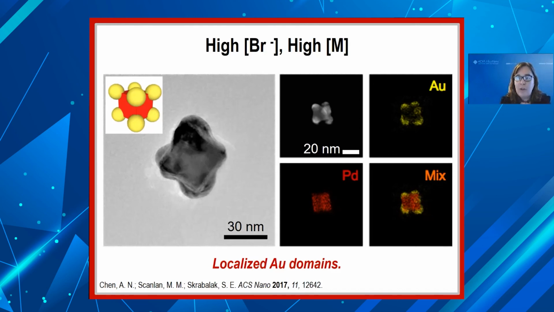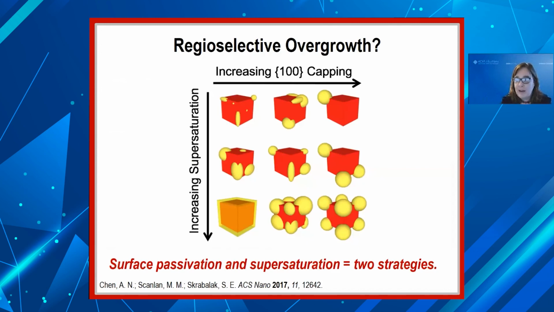So here's a cartoon that summarizes the major trends from our experimental data, where you can see that surface passivation and supersaturation work together to provide some degree of regioselective overgrowth. One thing I will caution is that we do have some mixture of products at every position, but the general trends hold. So I'm hoping that with some refinement, we may be able to achieve even better selectivity.